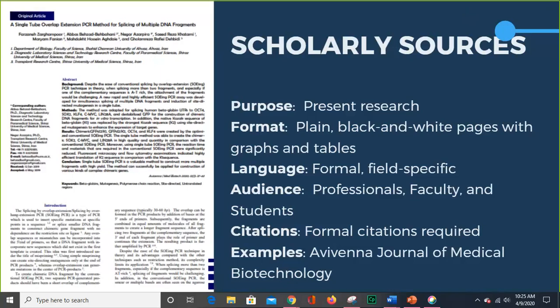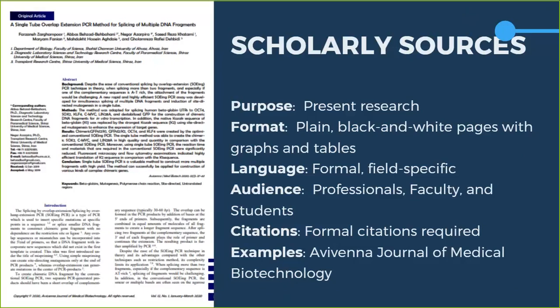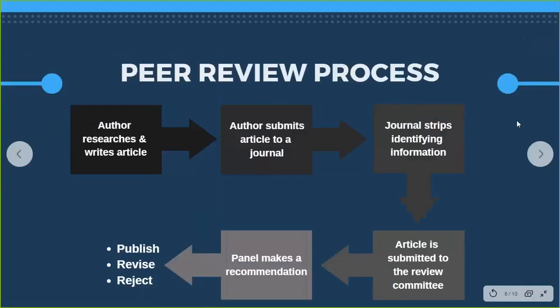And one example that I pulled from our journal listing was this Vivina Journal of Medical Biotechnology. That is an actual article I pulled out of that journal. I just wanted to give you an overview of what a scholarly resource is and what it looks like before we talk about the peer review process that these articles go through. You'll often have your professors ask you to provide scholarly peer-reviewed resources.